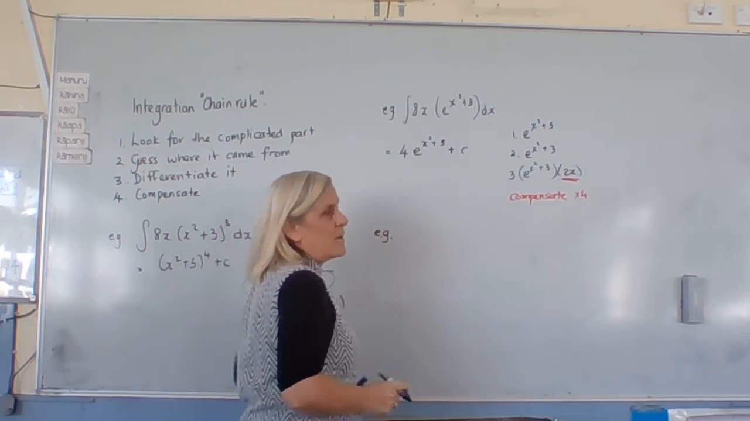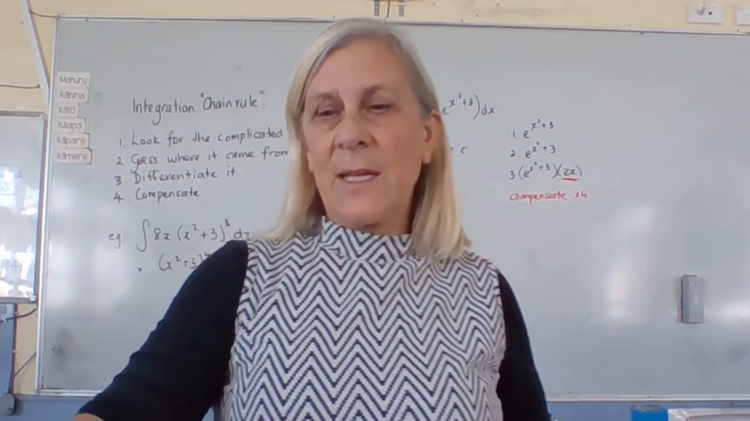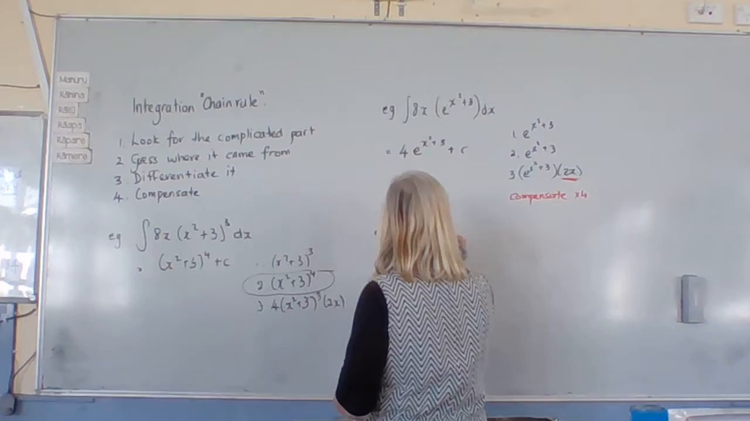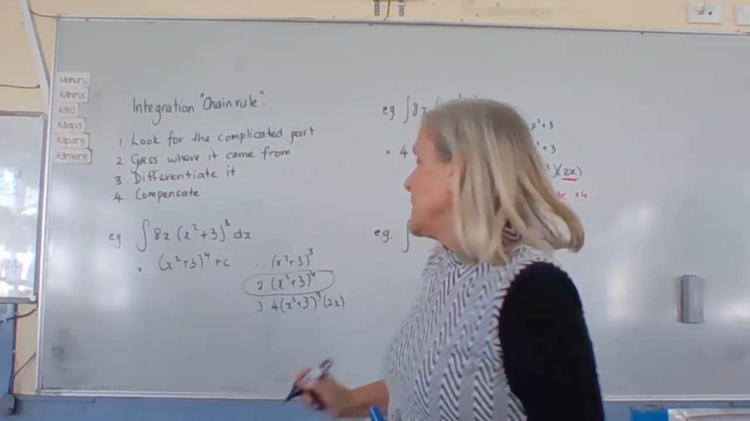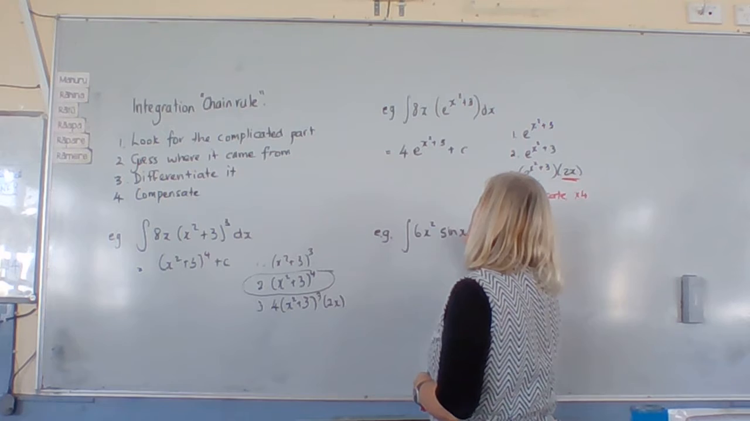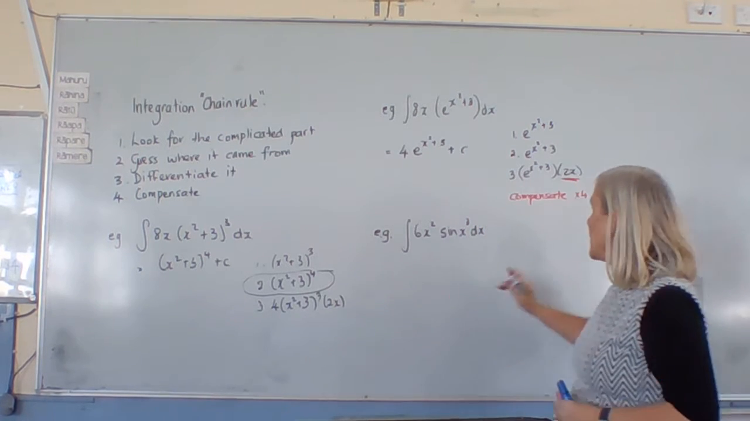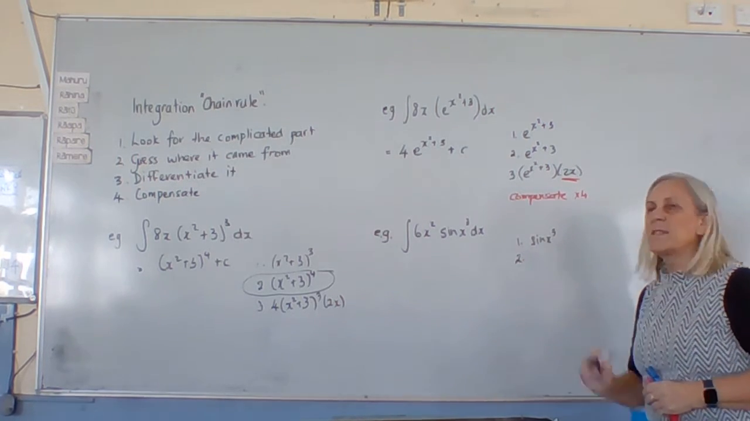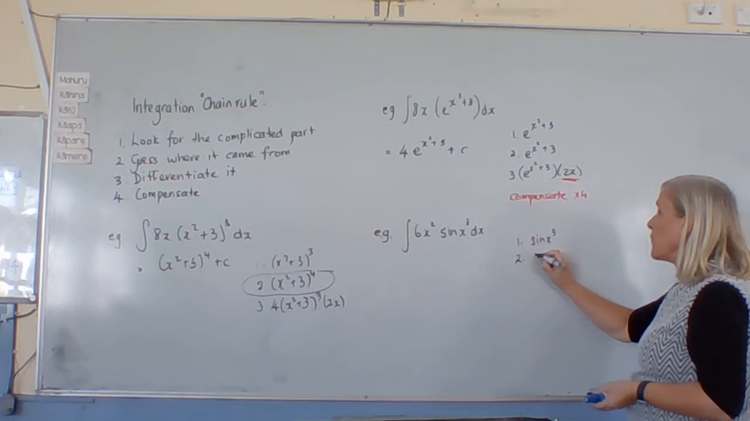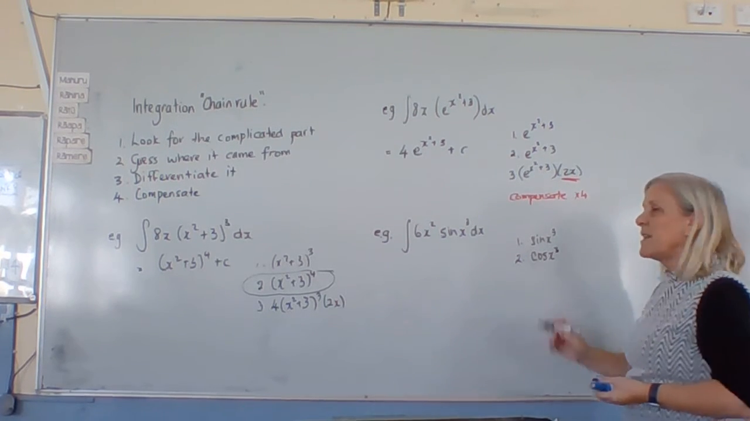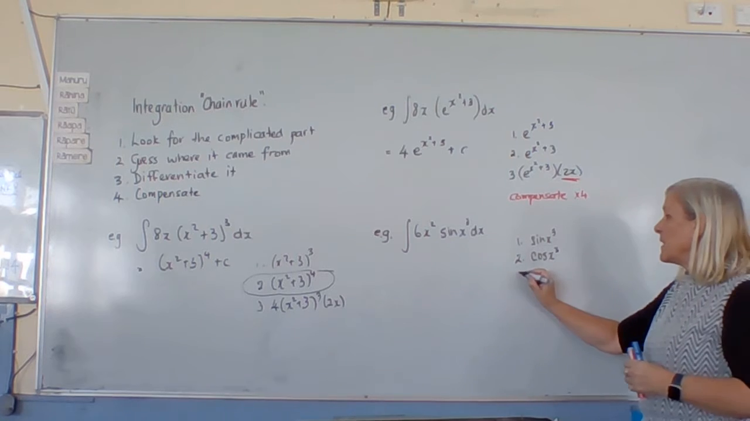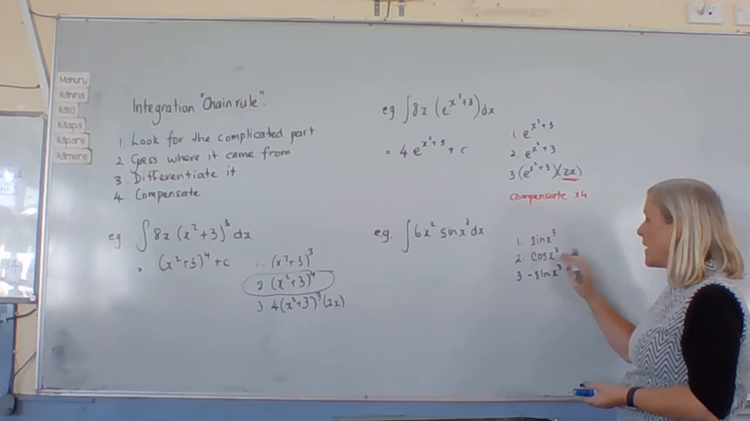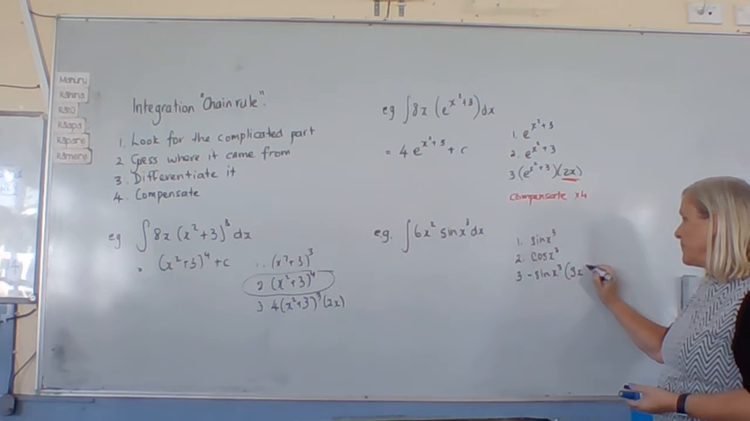Again, not particularly difficult. If you know a good guess at the beginning, then it works out to be quite easy. So if we've got 6x squared sine x cubed dx, we're saying our complicated part is the sine x cubed. We know that sine, when we're differentiating, has come from cosine. So that's our guess. Then we differentiate that. Cosine differentiates to negative sine x cubed, and we have to differentiate the x cubed.